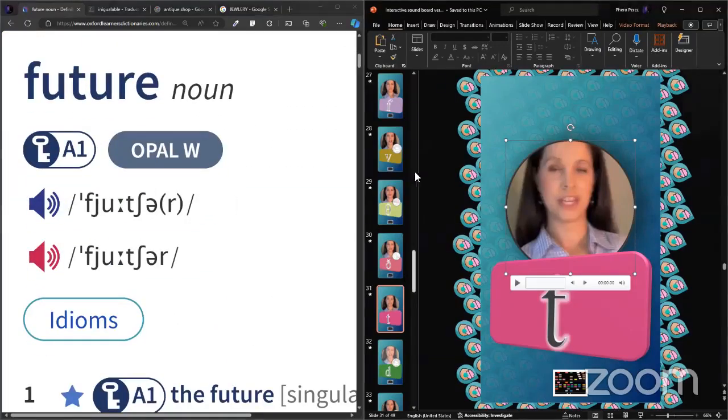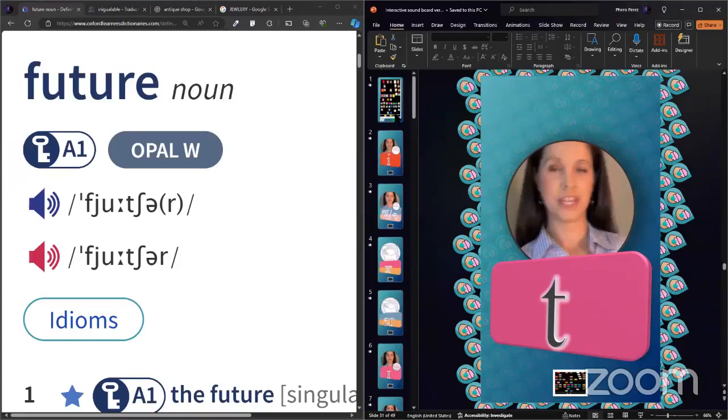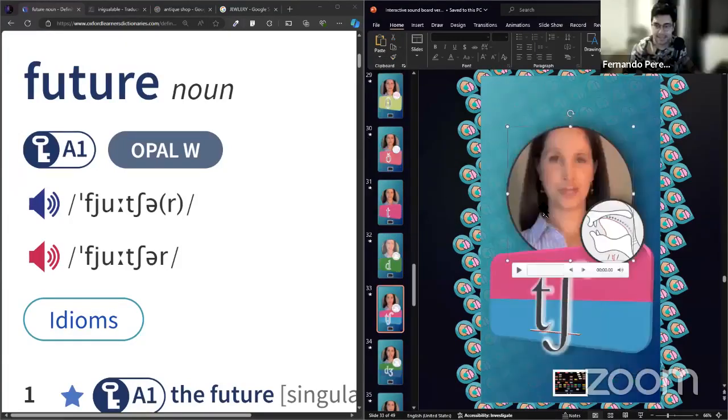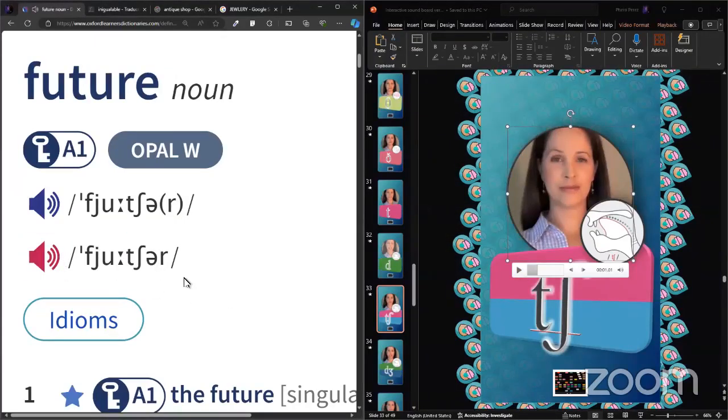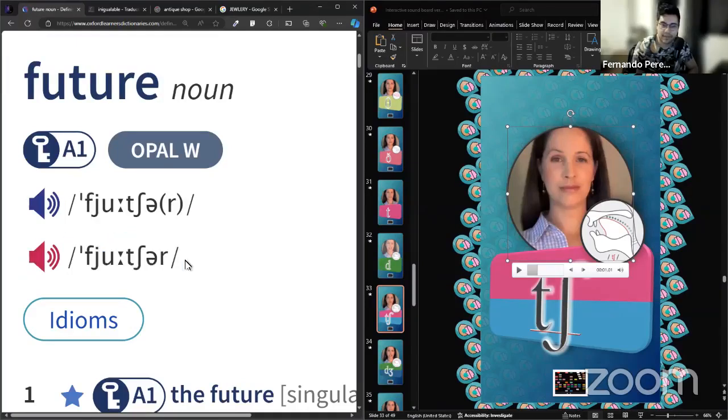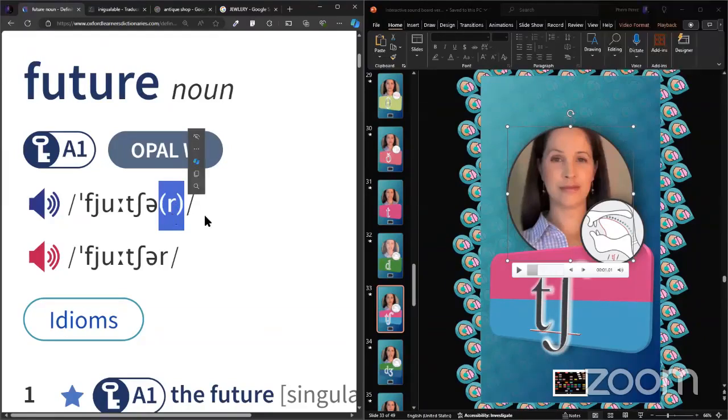Future. Wrong. Future. Yeah. Cha cha cha. Sure. Future. Future. Good. This is in American pronunciation. As you can see, in British pronunciation, the R is in parentheses. That's because it doesn't sound.